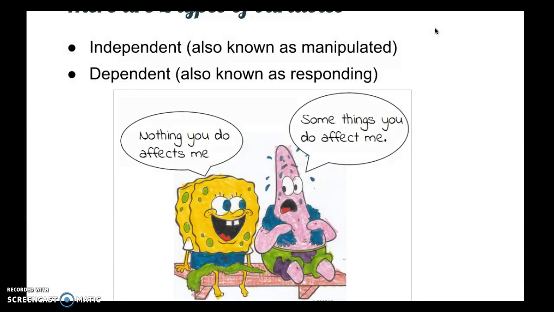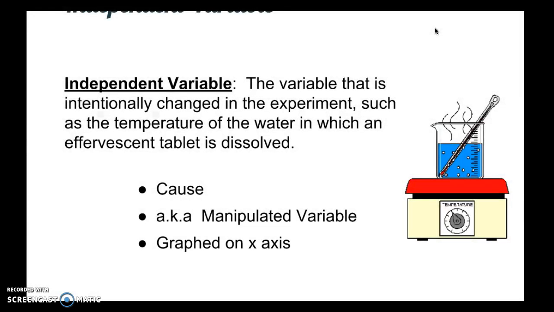So with variables, there are two different types. We have the independent variable, also known as our manipulated variable, and we also have the dependent variable, known as our responding variable. The independent variable is the variable that we're manipulating. We graph it on the x-axis and it's our cause.